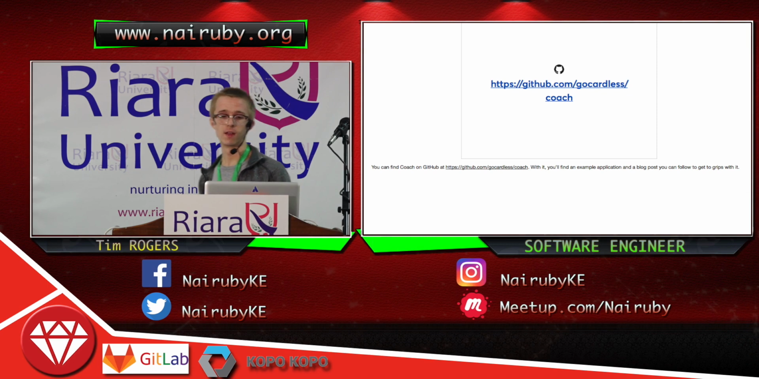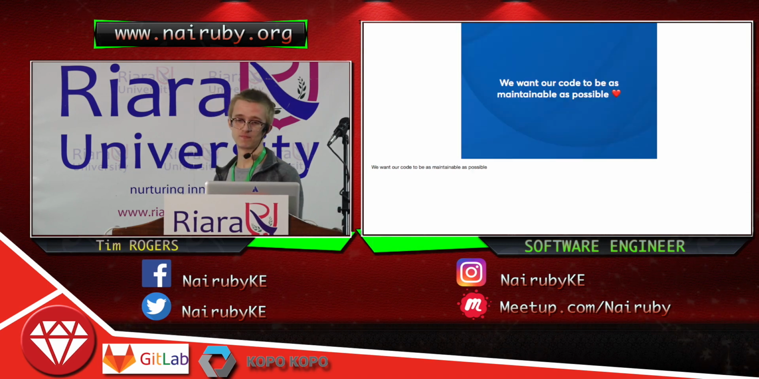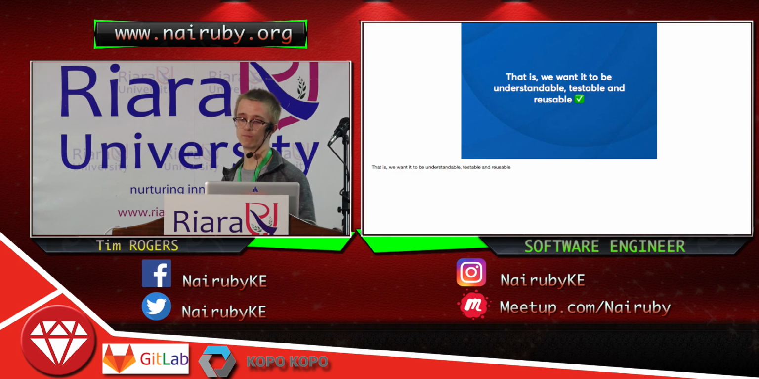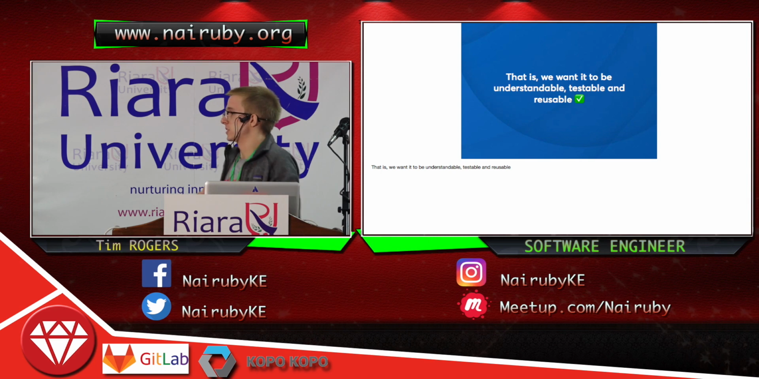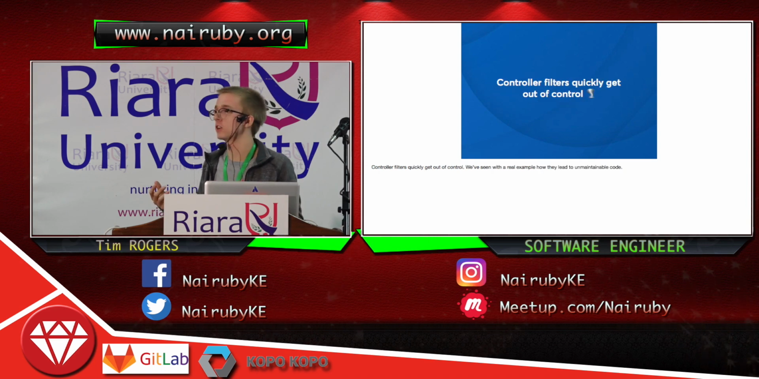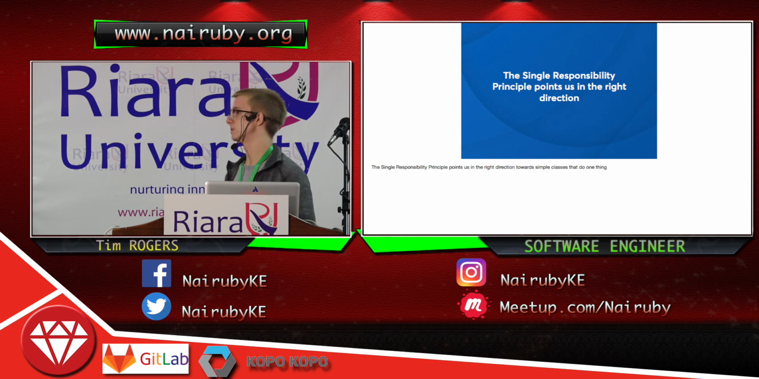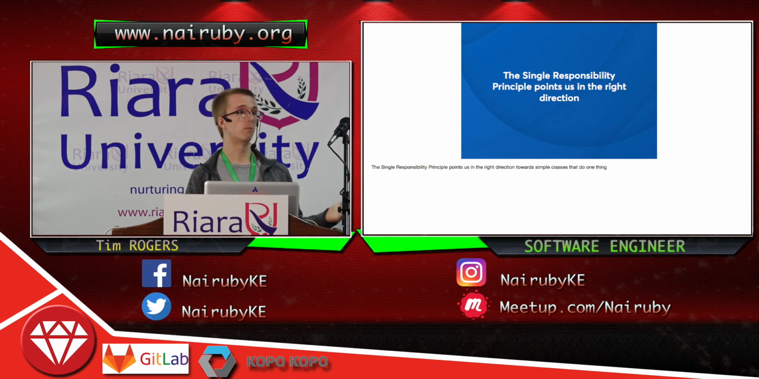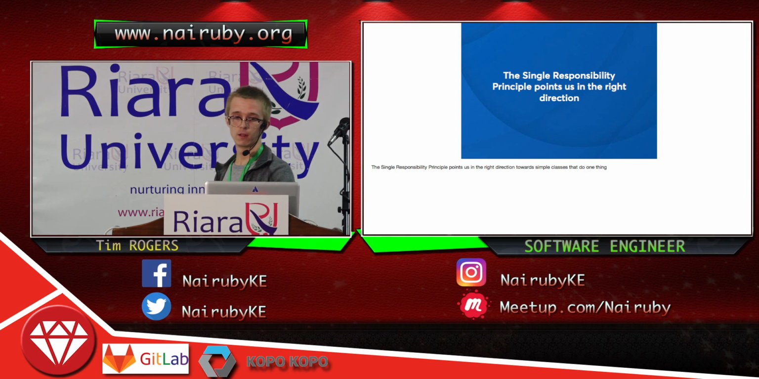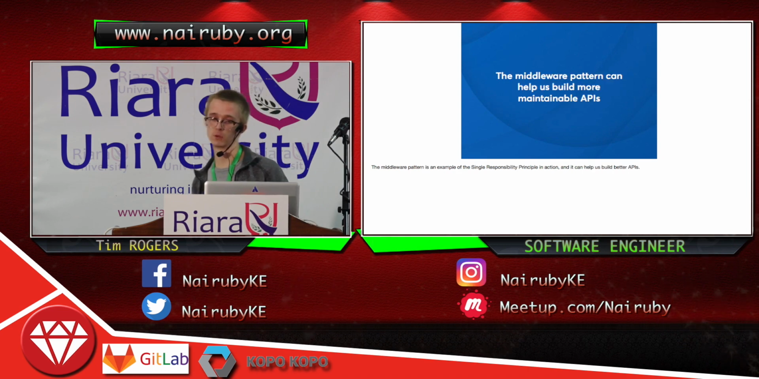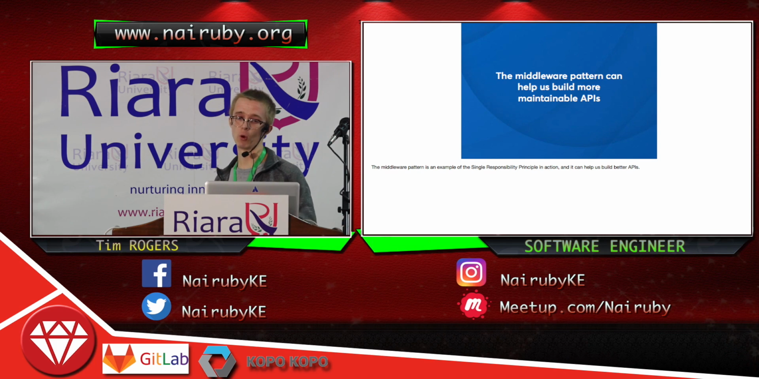So now I just want to summarize. We want our code to be as maintainable as possible. That is, we want it to be understandable, testable, and reusable. But as I think we've seen, controller filters get out of control really quickly. You get to examples like mine where you've got 12 filters and a crazy array of things to scroll through. We've seen with a real example how we get towards unmaintainable code. The single responsibility principle points us in the right direction, towards simple classes that do one job. The middleware pattern is an example of the single responsibility principle in action, and it can help us to build better APIs.